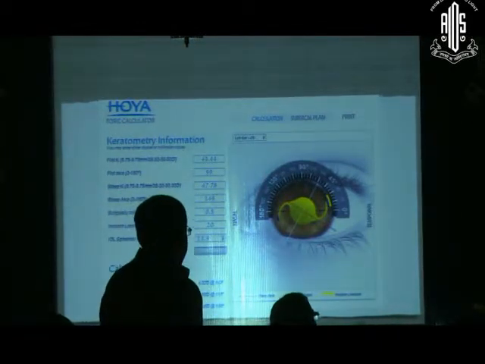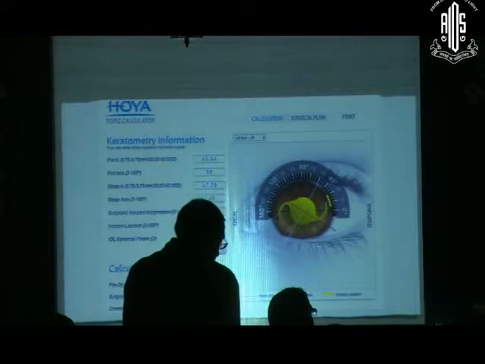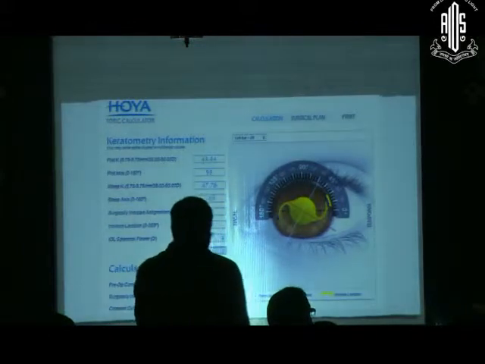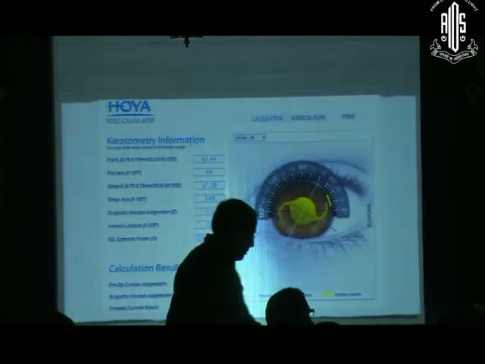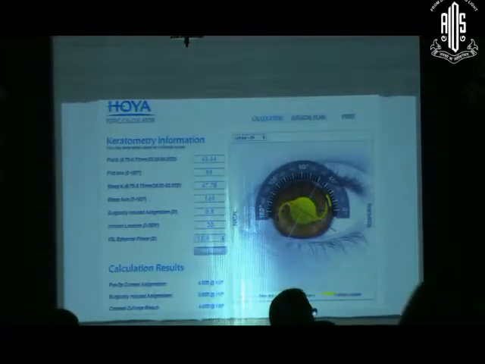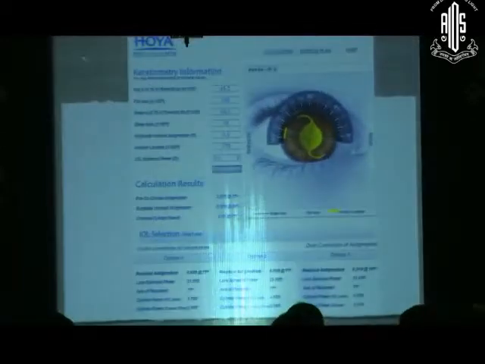Just don't take the refractive astigmatism at all, even though there is a lot of discrepancy. Forget about refractive astigmatism, because it also includes the internal lenticular component. So we are just correcting the corneal astigmatism. This is how the Hoya online calculator looks.